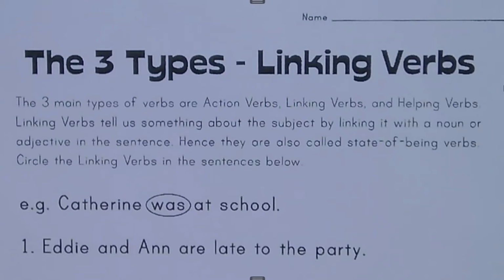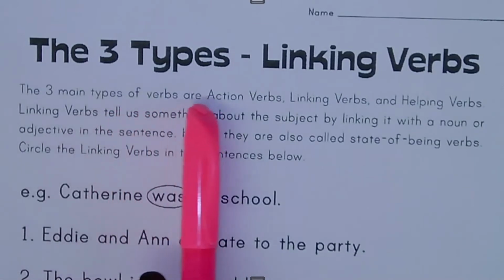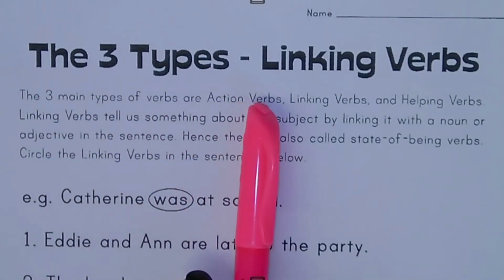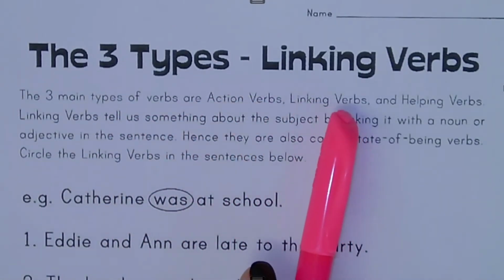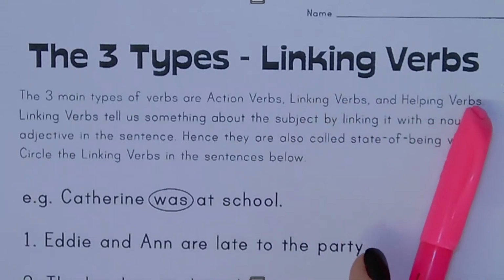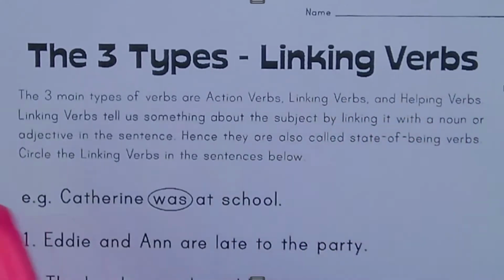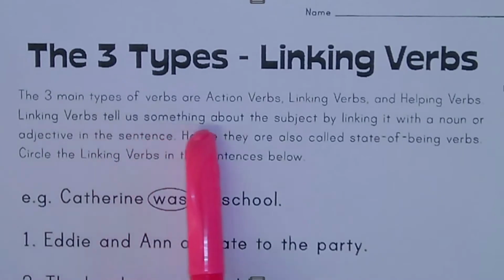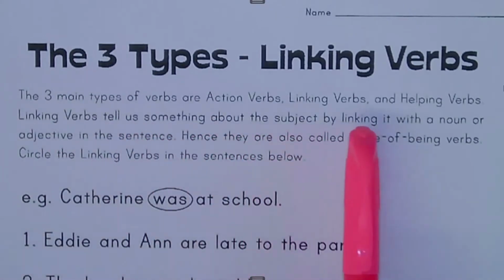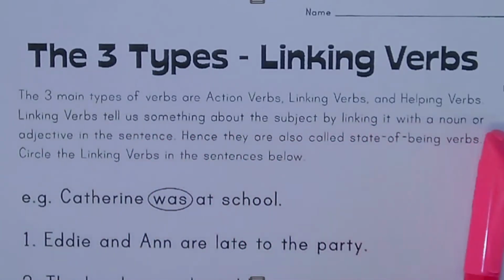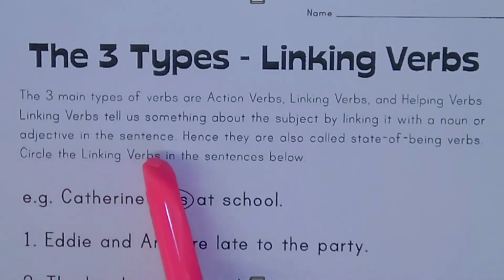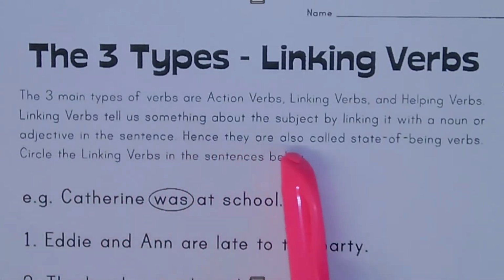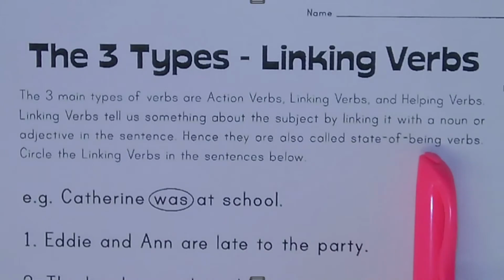Today we are continuing to learn about linking verbs. There are three types of verbs, okay? The three main types of verbs are action verbs, which we have already studied, linking verbs we're studying right now, and helping verbs, which we will start studying tomorrow. Linking verbs tell us something about the subject by linking it with a noun or adjective in the sentence. Hence, they are also called state of being verbs.